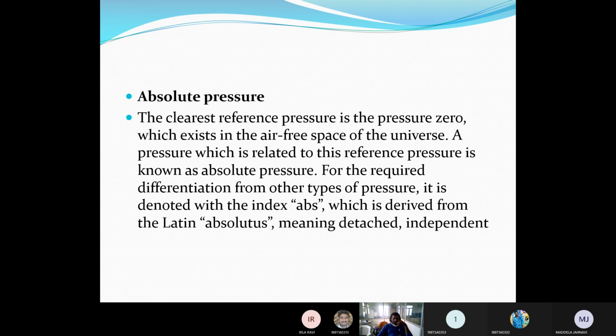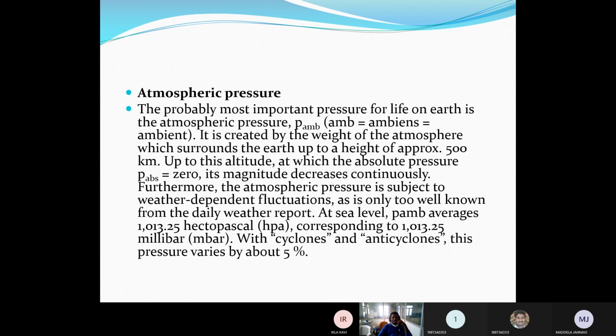Absolute pressure. The clearest reference pressure is the pressure zero, which exists in the air-free space of the universe. A pressure which is related to this reference pressure is known as absolute pressure. For the required differentiation from other types of pressure, it is denoted with the index ABS, which is derived from the Latin absolutus, meaning detached or independent. Okay, and next one, atmospheric pressure.